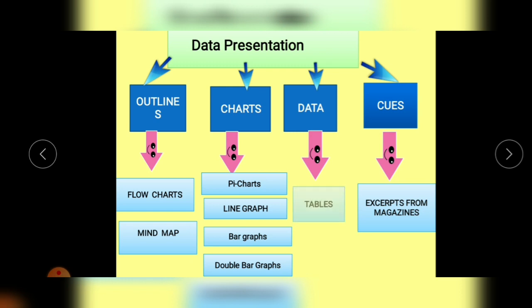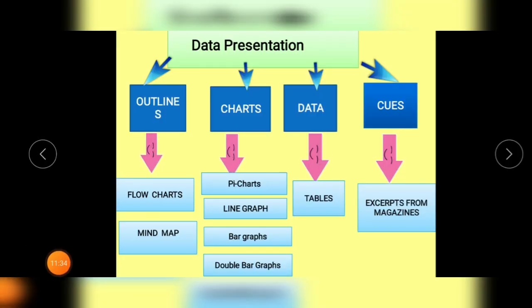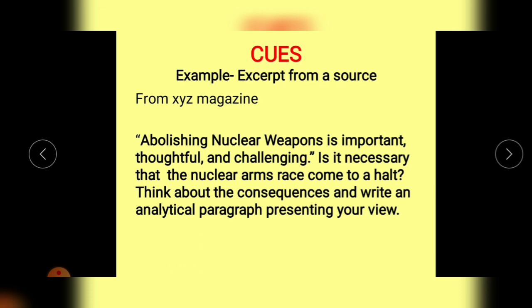After moving ahead, a cue is nothing but a writing prompt which provides a potential topic or a starting point for a paragraph, article, or an essay. Sometimes even an image, like a poster, can be a cue for writing. As per your paper pattern, you will get an excerpt from a source, maybe from a magazine or any other source. So what happens when you get a cue? Like you can see here, this is an example of a cue which is taken from a magazine.